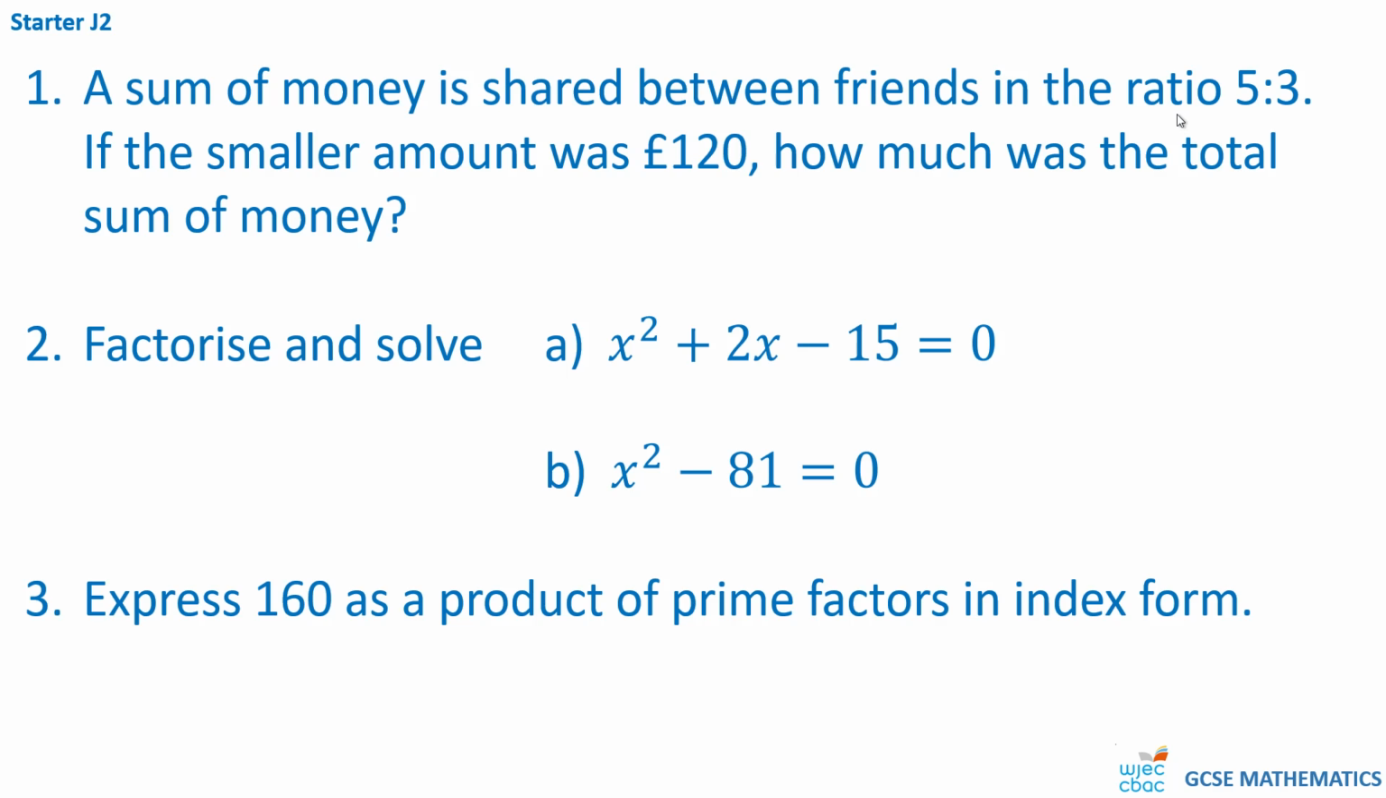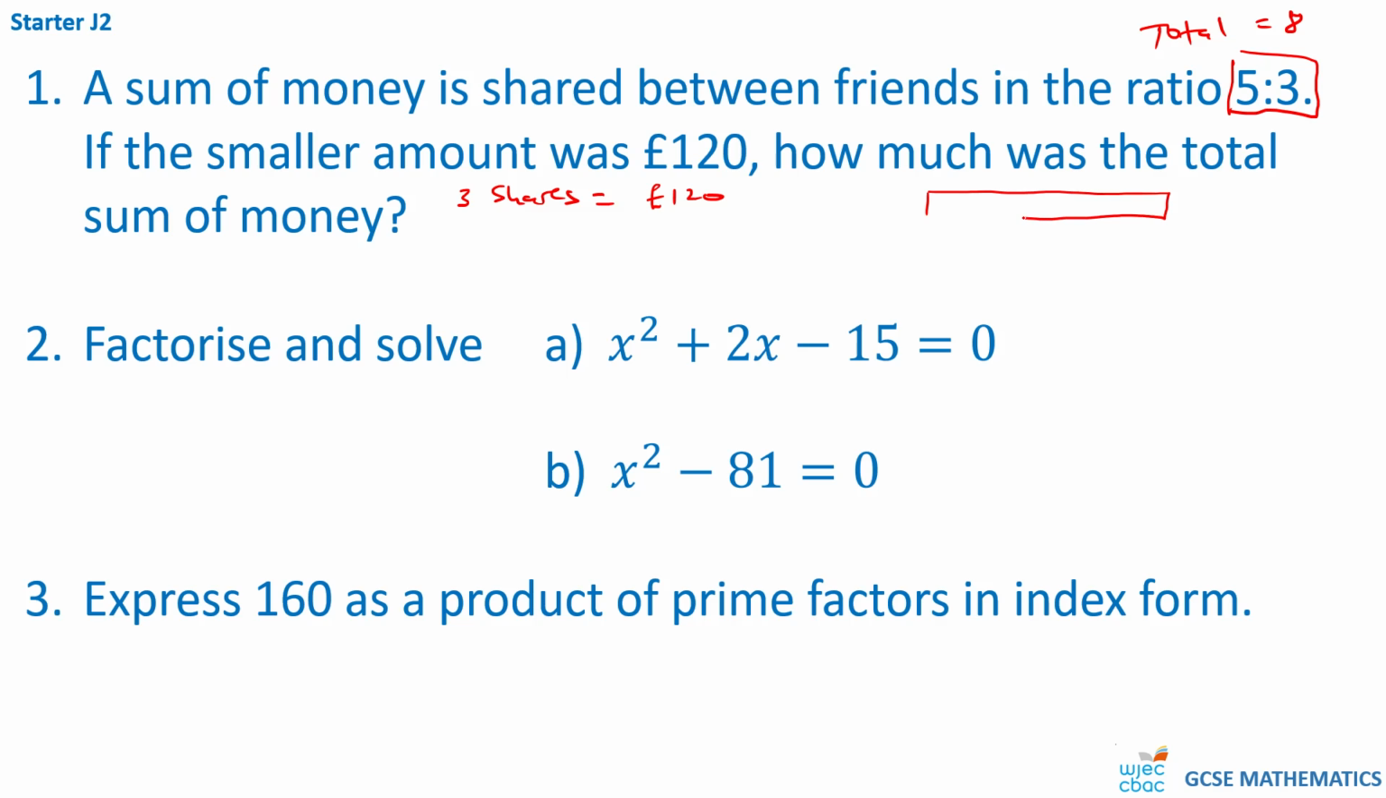Okay, so question 1. The sum of money is shared between friends in the ratio of 5 to 3. 5 to 3, so the total number of shares is going to be 8. Let's just write that down now. 8. If the smaller amount is 120, how much was the total amount? The smaller amount is 3, so that means they're telling us that 3 shares is equal to £120.